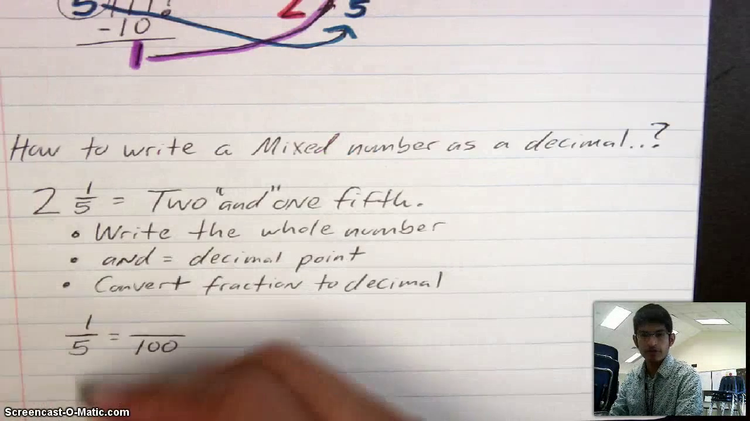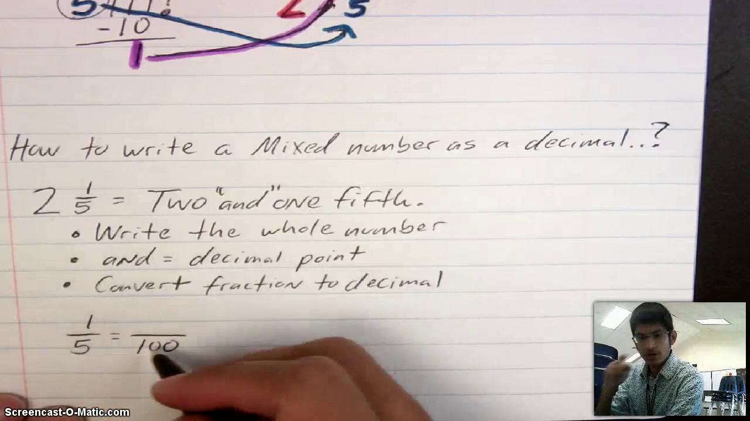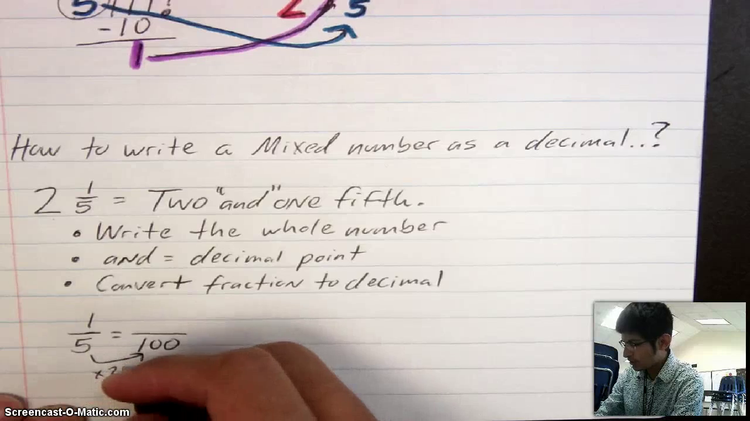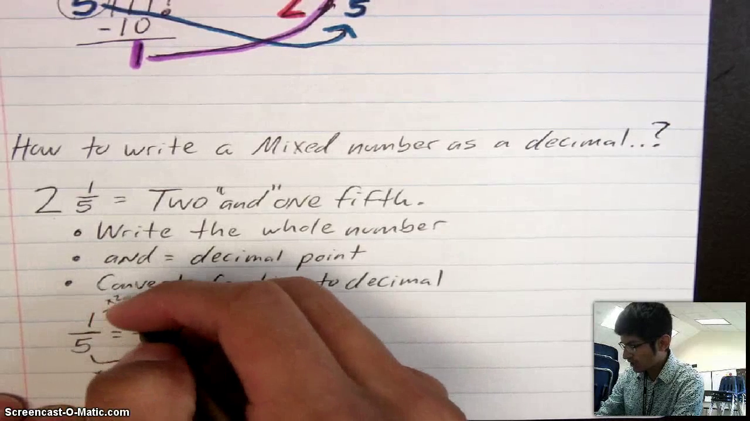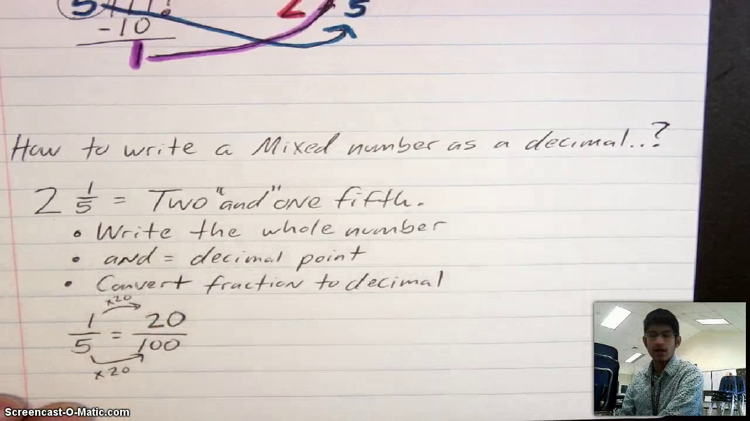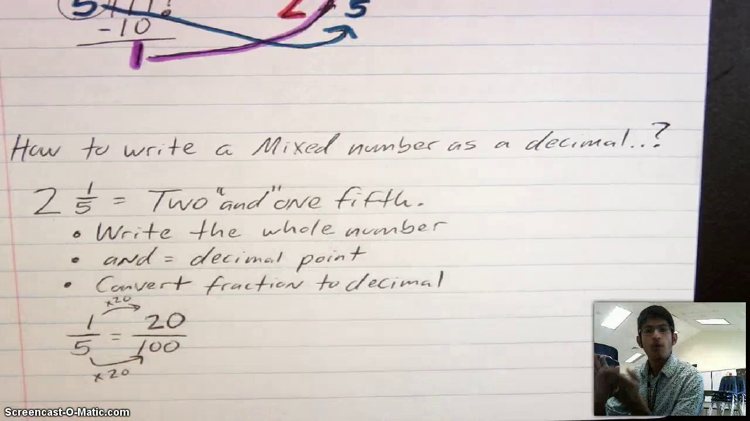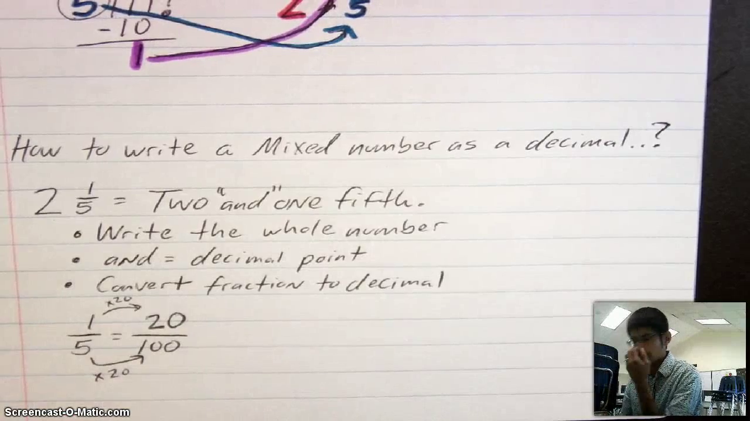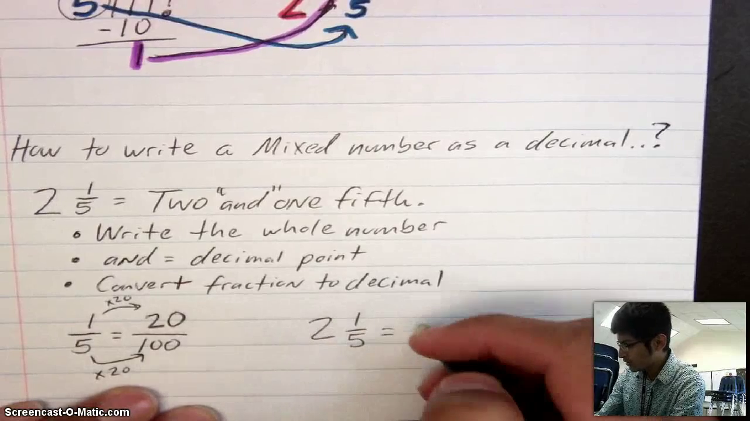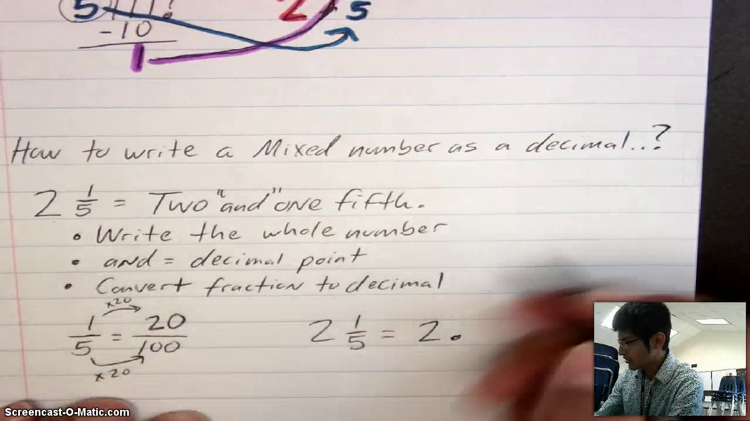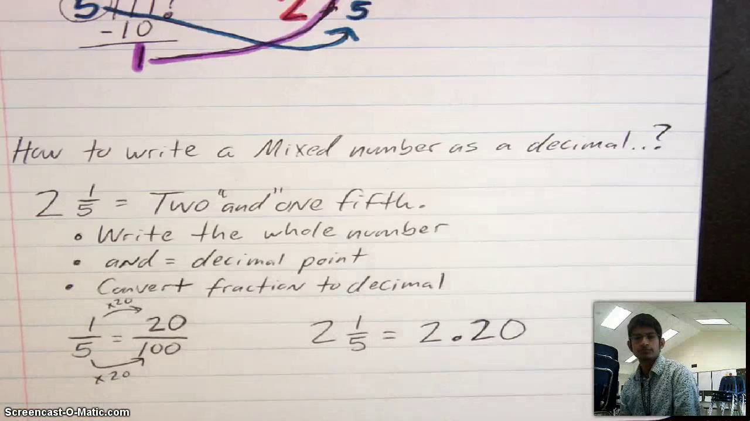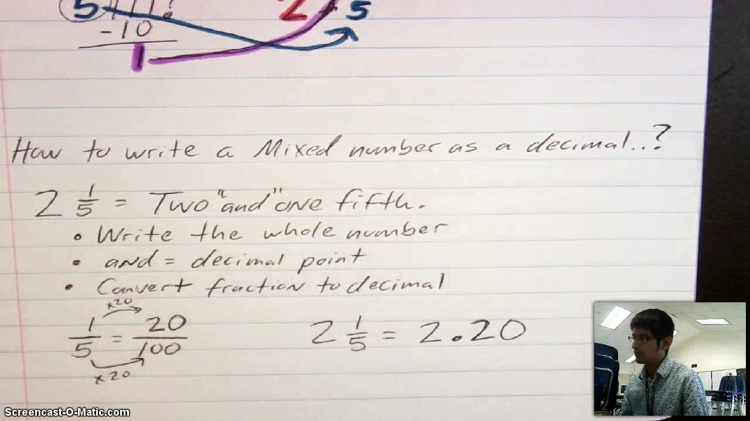So for 1/5, to turn that into a decimal, I got to set it equal to 100. And so I would say 5 times what is 100? That would be times 20. And then 1 times 20 is going to be 20. So I have 20 hundredths, and I write it just like that. So that would be 0.20, 20 hundredths, or it could be 2 tenths, same thing. So 2 and 1/5 would equal 2 and 20 hundredths. So 2.20. Okay? All right, so those are today's notes on mixed and improper fractions.